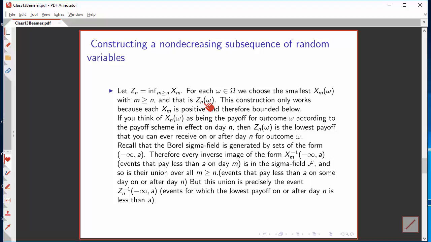Why does this work? It works because we are only considering positive random variables. Positive random variables are bounded below by 0. So the worst imaginable payoff is 0.